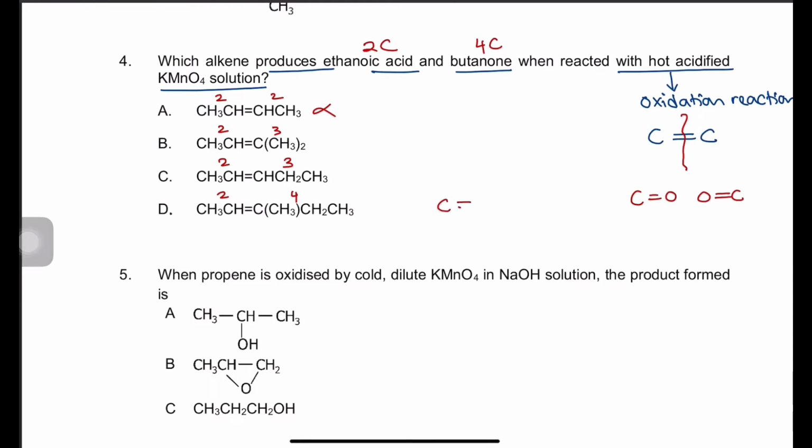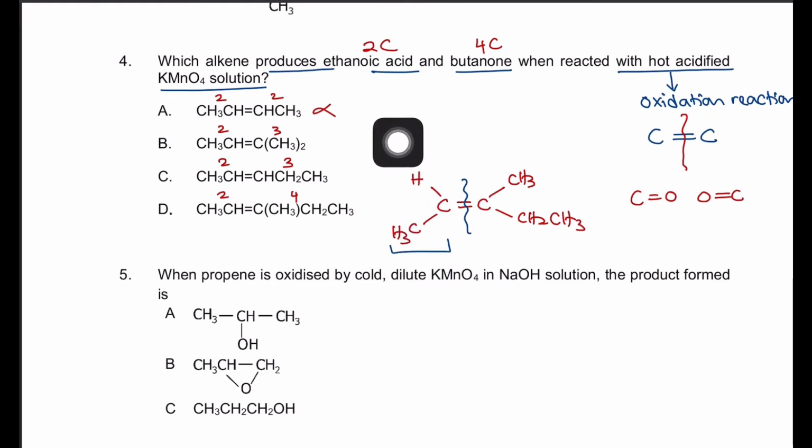So that would be C double bond C, and we have an H and a CH3 on the left, whereas on the right we have CH3 on one side and CH2CH3 on the other. If I were to oxidize this alkene, chopping it right in the middle, on one side I will have ethanoic acid because oxidation would convert my aldehyde straight into carboxylic acid. Whereas on the other side, it is a ketone, and ketones cannot be oxidized even if we have a strong oxidizing agent. So the answer is definitely D.